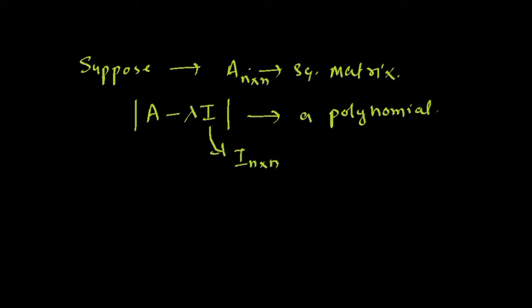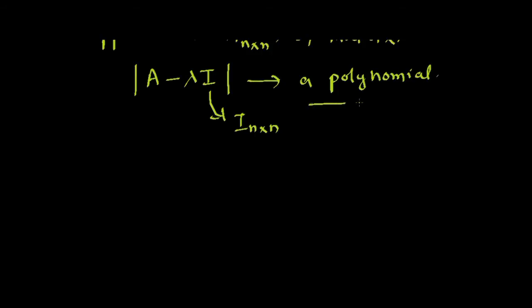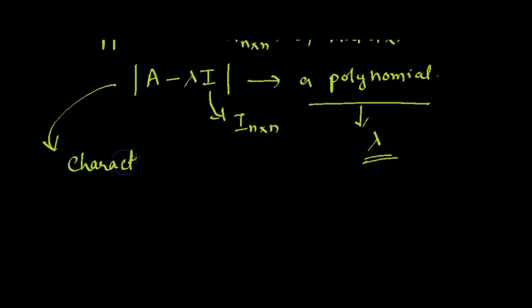When we calculate the determinant of this matrix A minus lambda I, it will give a polynomial in lambda, and this polynomial is known as the characteristic polynomial of matrix A.